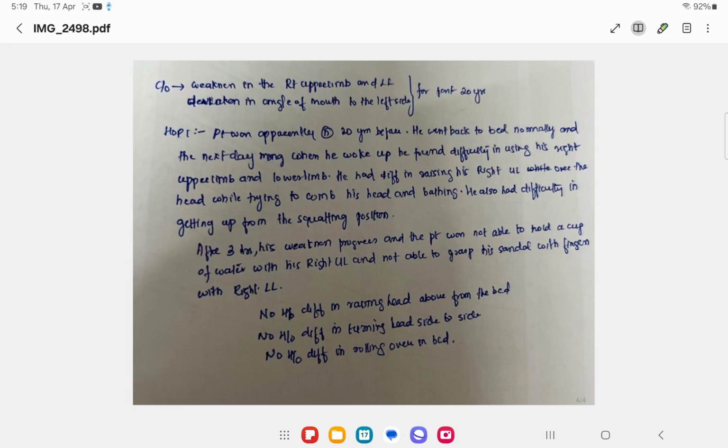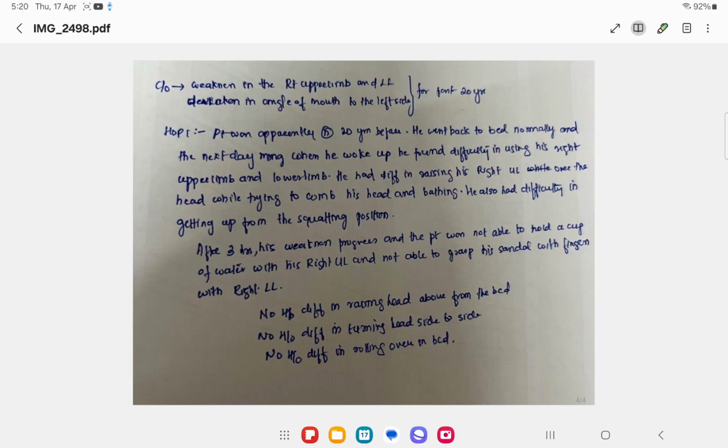He had difficulty in raising his right upper limb while trying to comb his head. This means that the patient has proximal muscle weakness. He also had difficulty in getting up from the squatting position. These are girdle muscles, pelvic girdle muscles are weak. After 3 hours, his weakness progressed and the patient was not able to hold a cup of water with his right upper limb. This means the patient has distal muscle weakness. It has progressed from proximal to distal. This is how your full-blown stroke will evolve. This is how you have to present the case.